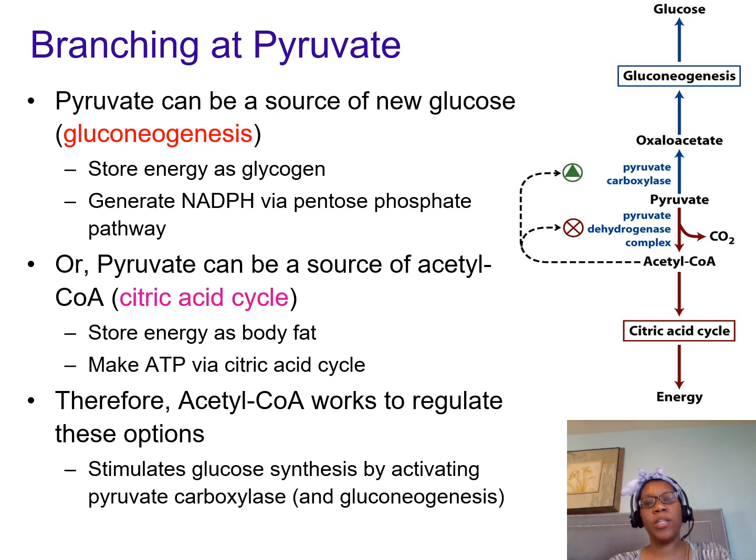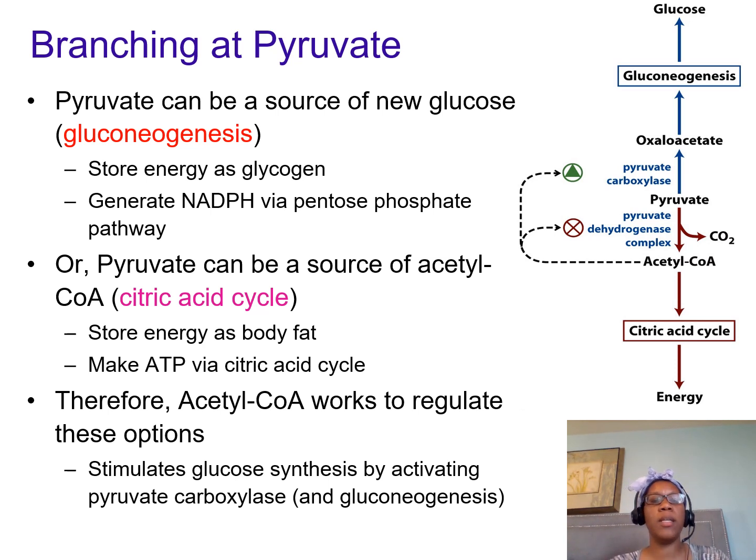Now, if we don't need energy, we can create acetyl-CoA, and we know that an acetyl group is just a 2-carbon compound. That 2-carbon compound can be stuck with a whole bunch of other 2-carbon compounds to make fat or lipids. So we want to store our energy. Our long-term energy source is our fat. So we can take the pyruvate, decarboxylate it, make acetyl-CoA, and that acetyl-CoA can help us to make fat for storage, or it can make ATP in the citric acid cycle.